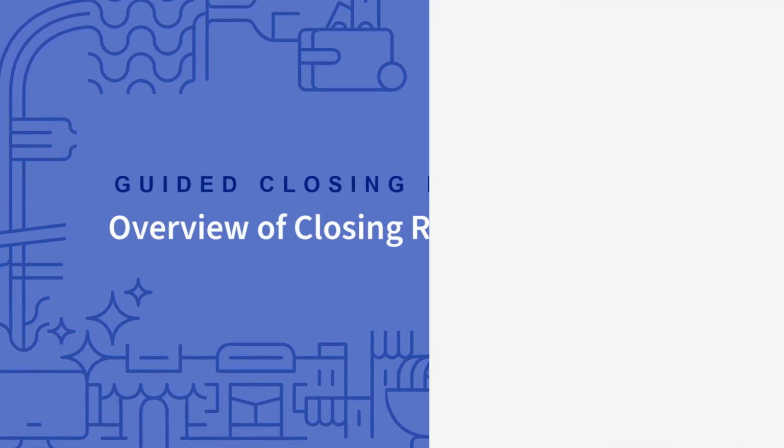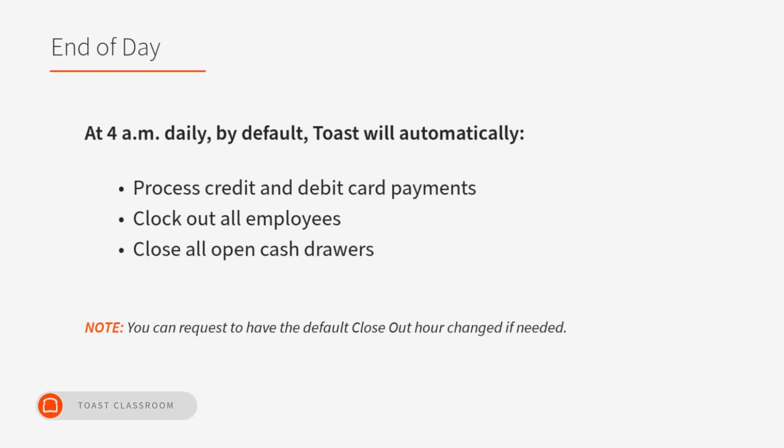By default, at 4 a.m. daily, Toast will automatically process all credit and debit card payments, clock out all employees, and close all open cash drawers. We can have the default closeout time changed if we request it. For example, locations that are open 24 hours.